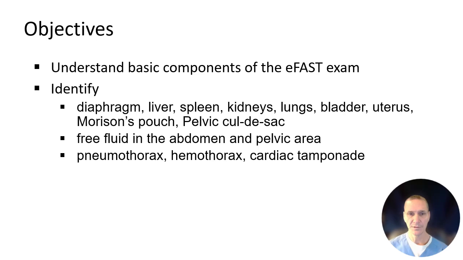The objectives of this presentation are to understand the basic components of the eFAST exam and to be able to identify key structures when you're doing the eFAST exam. These include the diaphragm, liver, spleen, kidneys, the lungs, bladder, uterus, Morrison's pouch, and the pelvic cul-de-sac. You want to be able to identify free fluid in the abdomen and pelvic area and what it looks like. And then you want to be able to identify indications of a pneumothorax, hemothorax, as well as pericardial fluid. Most importantly, cardiac tamponade.